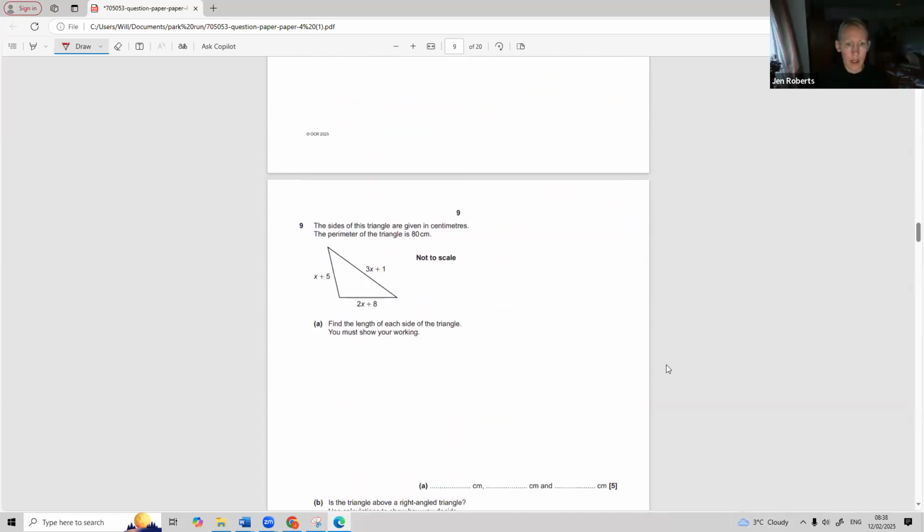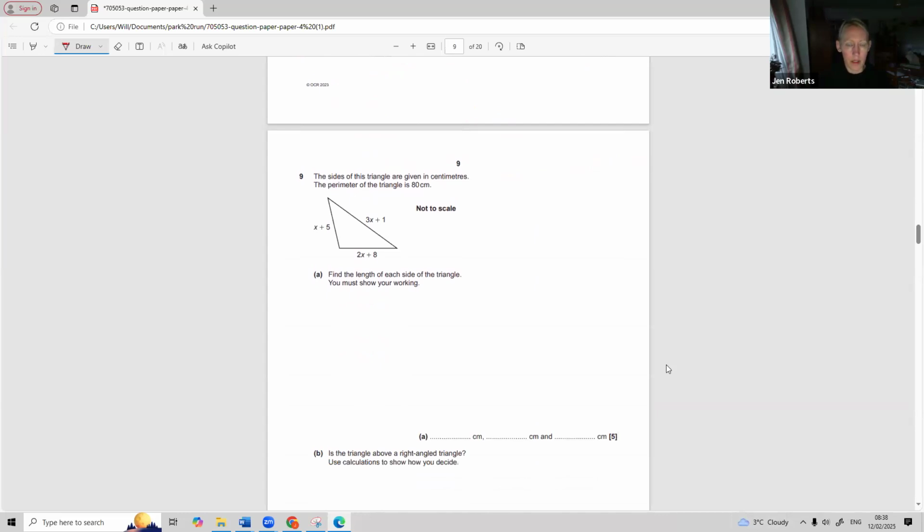The sides of this triangle are given in centimetres. The perimeter of the triangle is 80 centimetres. Find the length of each side of the triangle. I'm going to show you working out. So we're given the perimeter. So let's find the perimeter in terms of x. To find the perimeter, it's the distance around the shape. We've formed our equation. Let's simplify. 2x add 3x, add x is 6x, plus 14 equals 80.